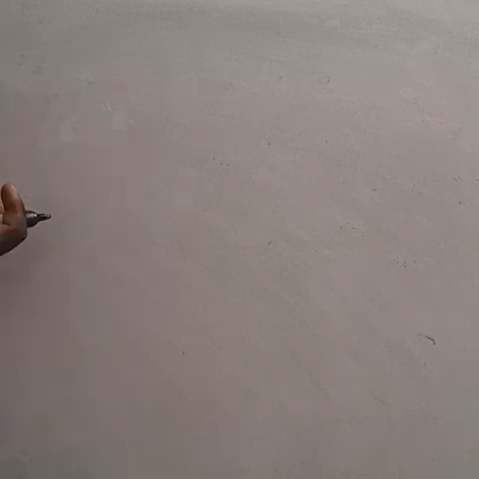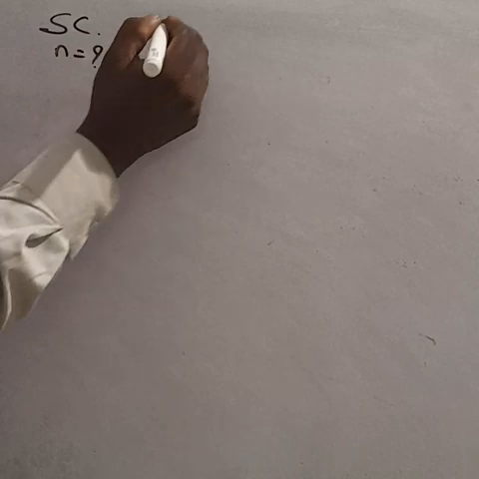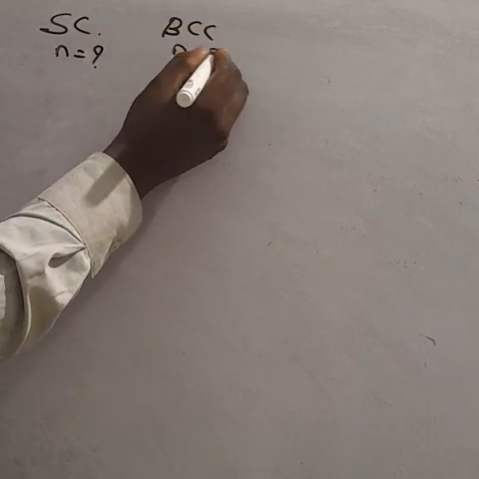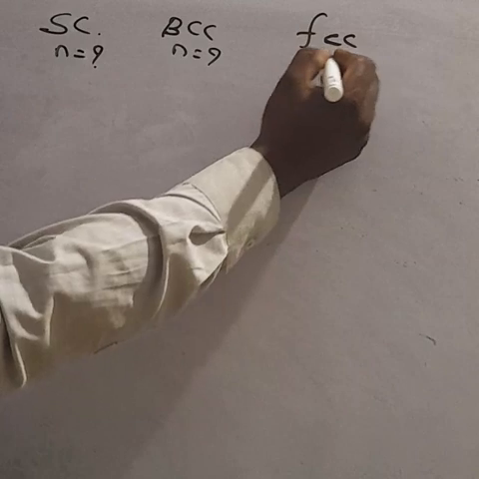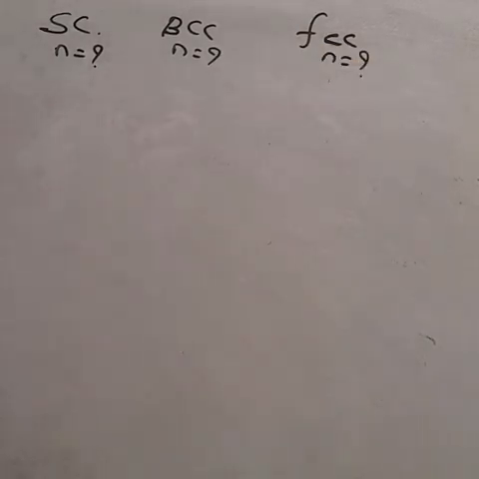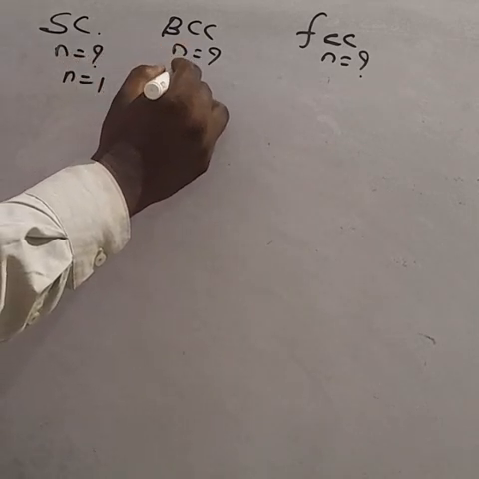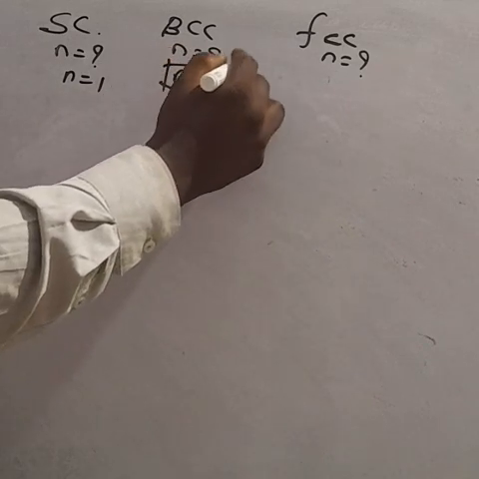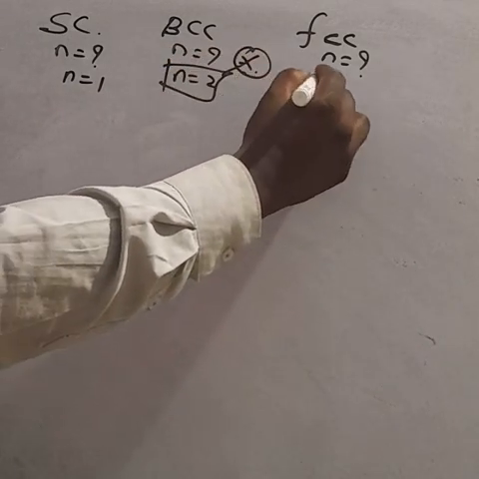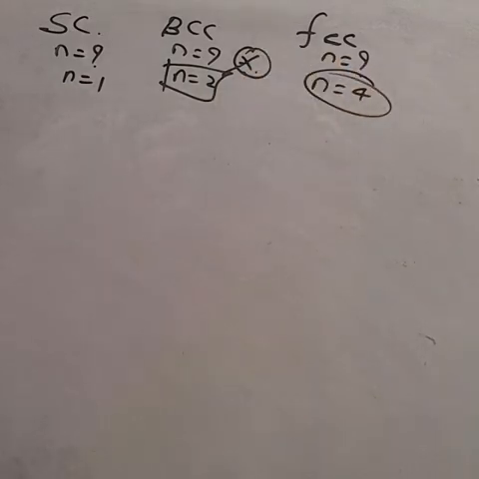Suppose you are finding for simple cubic, what is the n value? Body centered, what is the n value? Face centered, what is the n value? This is a one word question. Primitive cell, simple cubic, the n value is 1. Body centered, don't forget, the n value is 2. The face centered, the n value becomes 4.